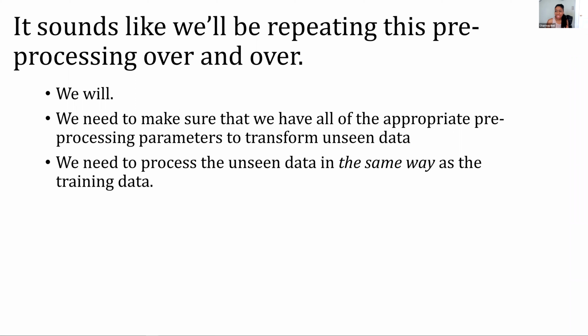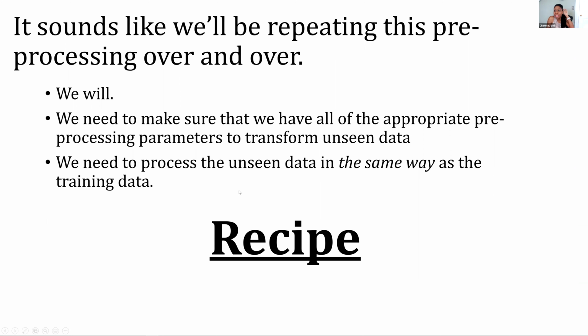So it sounds like, you know me, whenever we talk about something that's going to be repeated a bunch, I'm thinking function. But here we might think about this as a recipe. Okay, so what we need is a recipe on all the pre-processing steps that we need to perform on the unseen data. We need a recipe for the things that we calculate from the training data, and we need to know how we're going to be transforming any variables that we decide to transform.